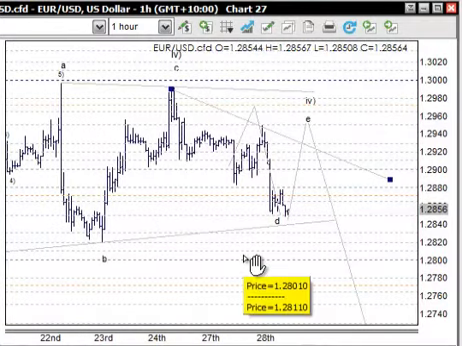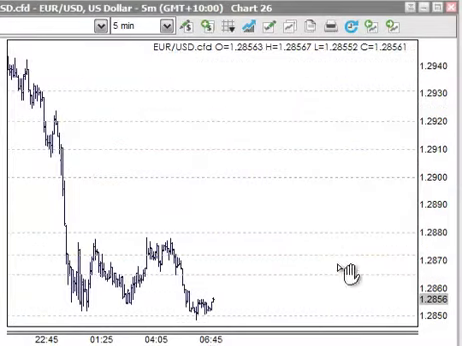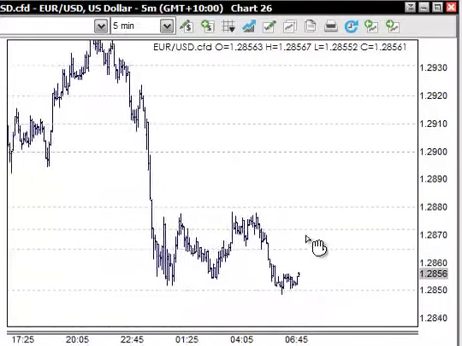So basically a bearish bias. You just got to get through a few little wiggles there. Just having a look here.